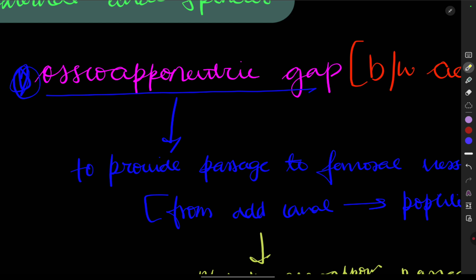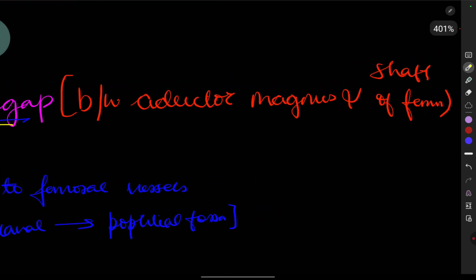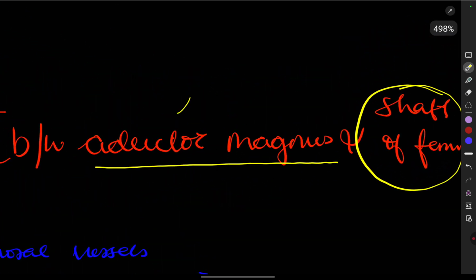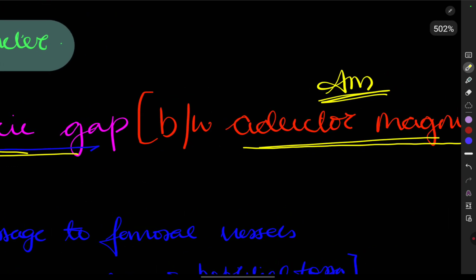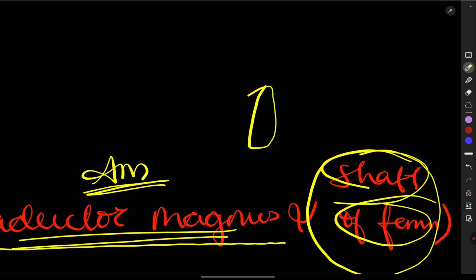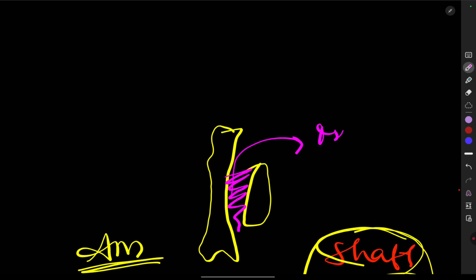So what is the osteoaponeurotic gap? This gap is present between the adductor magnus muscle and the shaft of the femur, okay. How do you remember? It is the adductor magnus, just remember AM, okay, Aisha moment. Who taught you this chapter? Aisha moment, you saw Aisha moment's lecture. So the aponeurotic gap is between the adductor magnus and the shaft of the femur. See, if this is the adductor magnus muscle and if this is the shaft of the femur, this region whatever you see here will be called the osteoaponeurotic gap.